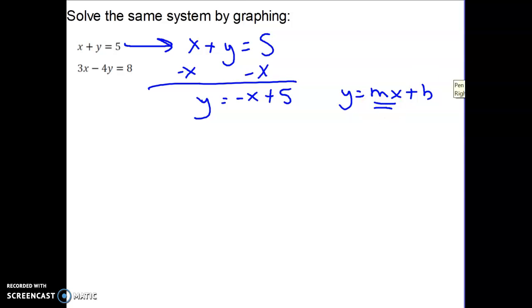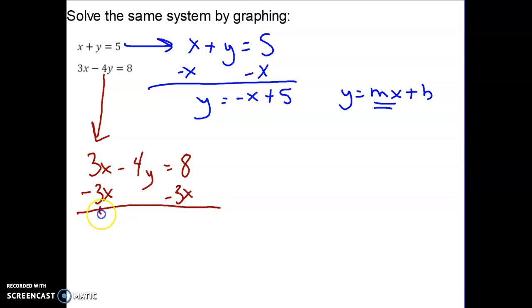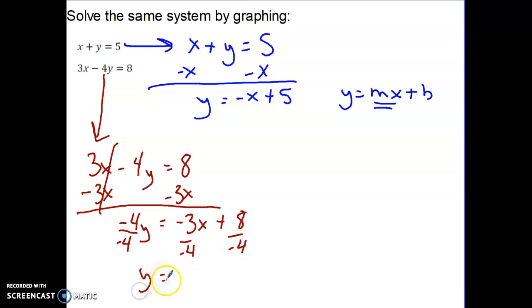Okay, now same thing on this second one. Let's work on this one to get y by itself. So I'll subtract 3x from both sides on that one. Okay, now I'm going to divide by -4, and I'm going to choose to divide each thing separately, leaving this one as a fraction, and 8 divided by -4 is -2.